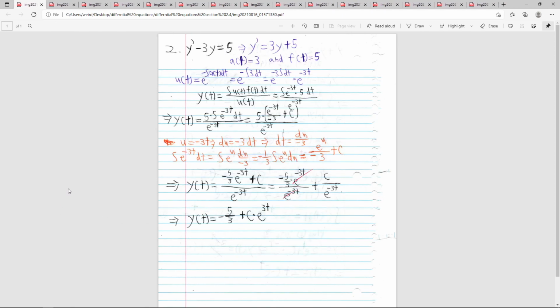Okay, but that's it for that one. So that's the first one, just that simple one split into 2 different ways you can do it. We're going to do integrating factor for most of these though, because I think it's a better method.